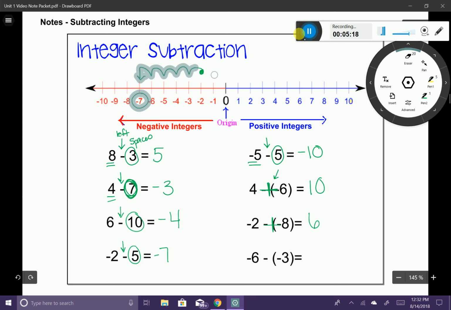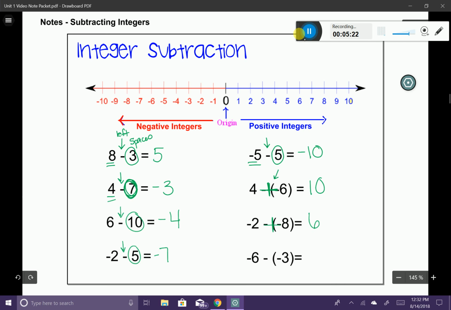All right, and our last example is going to be a similar one to the ones above, -6 minus -3. A negative negative gives us a positive. So you're really changing your subtraction problem into an addition problem. So on my number line, -6 plus 3. 1, 2, 3. Giving me -3. Okay, so that's how you do integer subtraction on your number line.